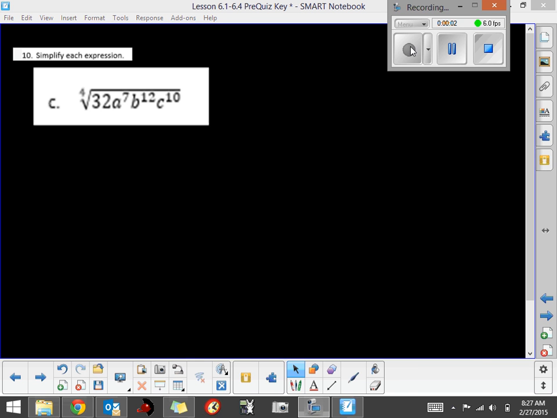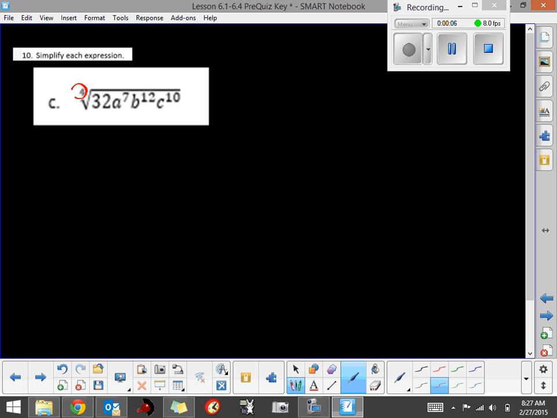In 10c, it's a fourth root, so once again, I call your attention to make sure you look at that index to know what roots you want. So we're going to be finding the fourth root of 32, x to the, a to the 7th, b to the 12th, c to the 10th.